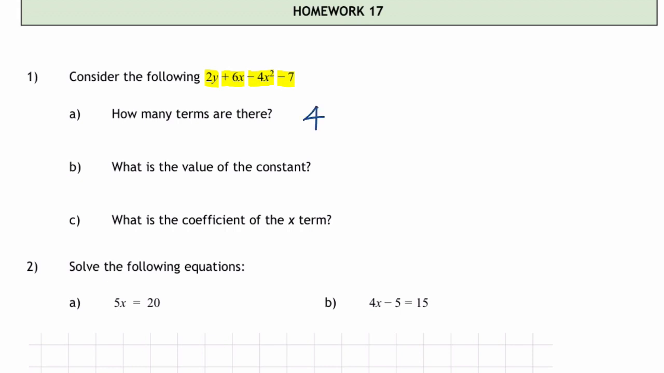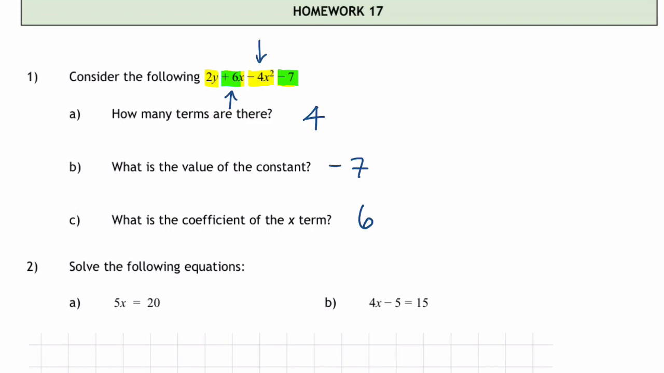What's the value of the constant? Well, the constant is the number on its own. So this one here, and that is -7. And the value of the coefficient of the x term. Now the x term is this one here. So not the x squared term, that's the x squared term, but this one is the x term. The coefficient is the number in front, and that is a +6, but we just need to write the 6.